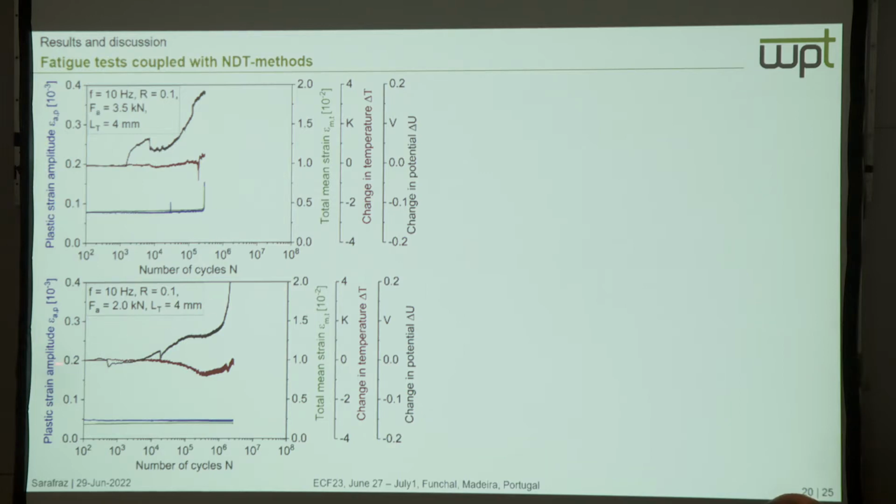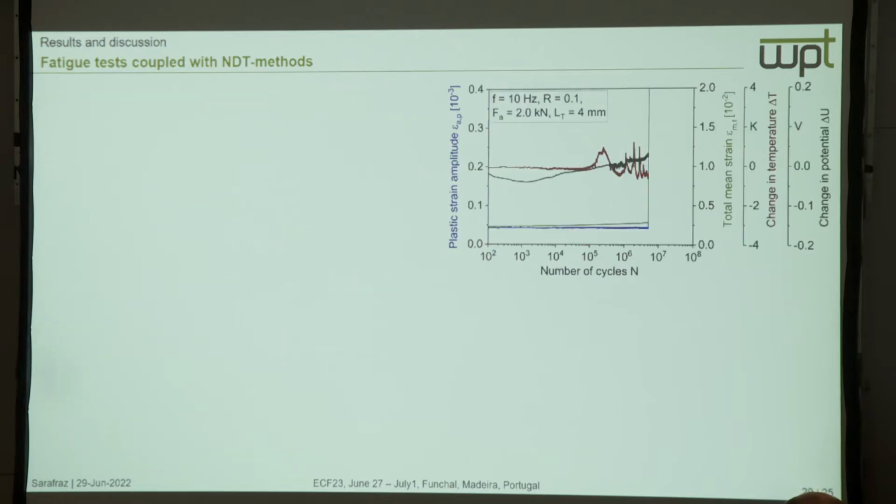Using the ACPD method in combination with the deformation-induced temperature, we can observe better in the fatigue test, not the load increase test. To compare, we cannot observe a significant change in plastic strain amplitude and total mean strain. However, we can observe the change in temperature and change in potential. To understand it better, we can look at this run-out force for our experiment, and divide it.